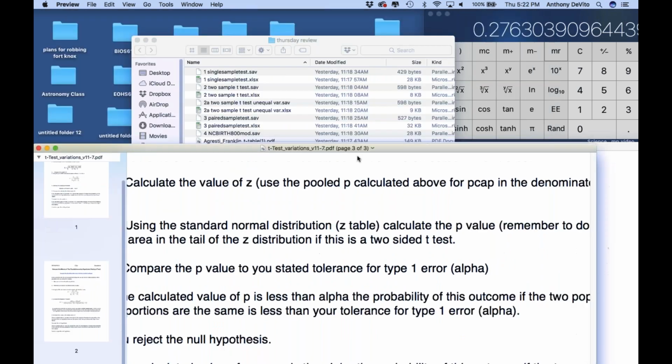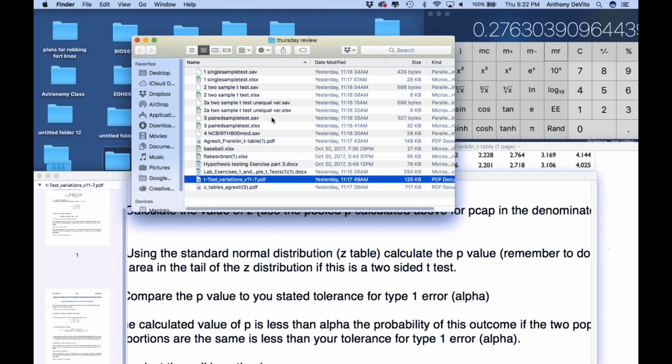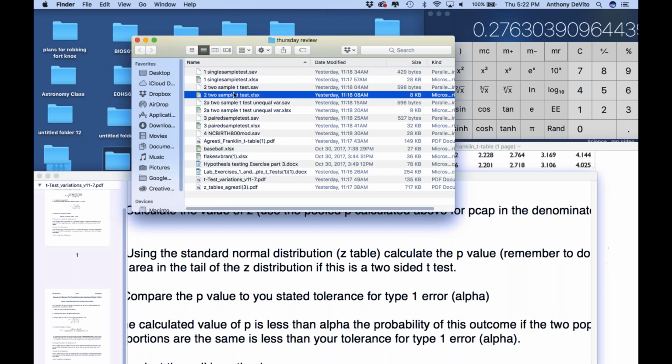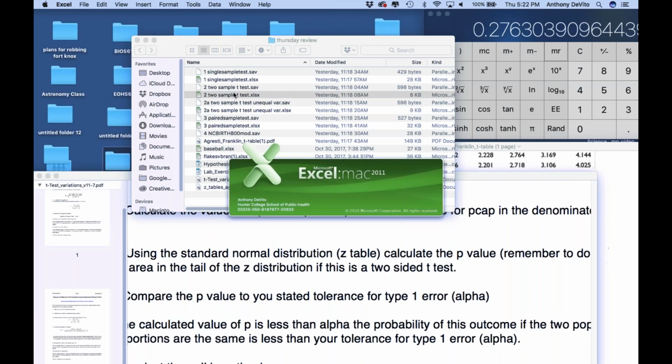Okay, so I'm going to go find an example of this. Okay, so let's see. Two sample t-tests. Okay, so here is an example of this.